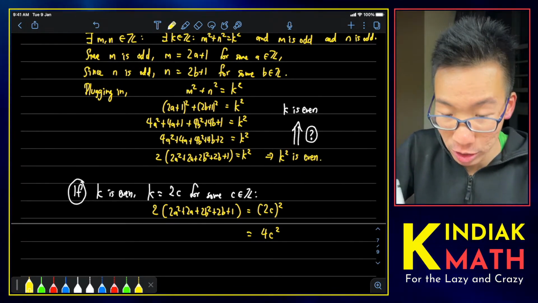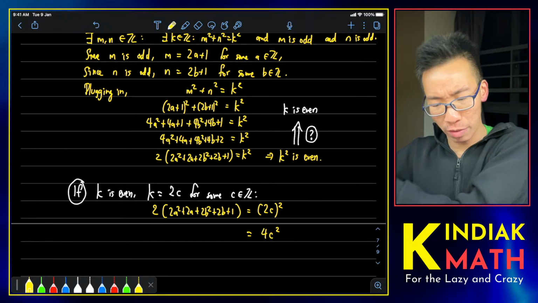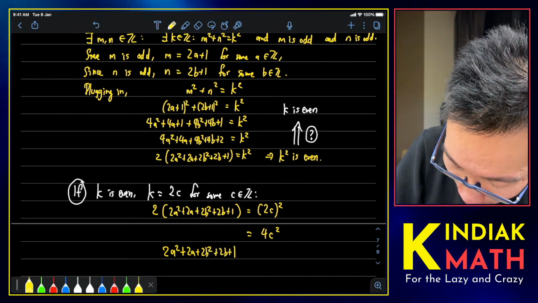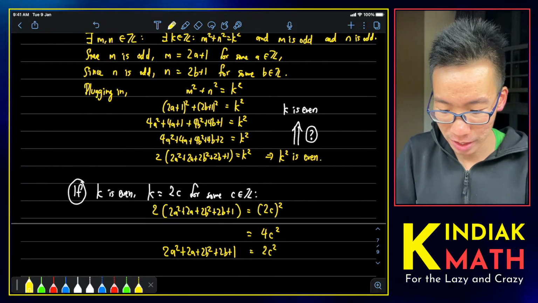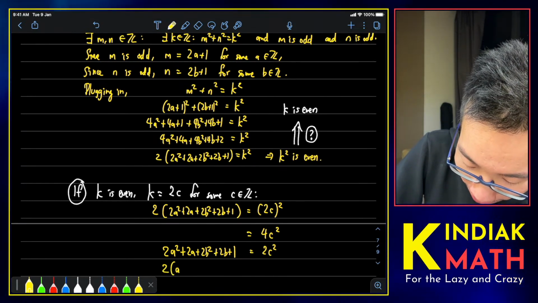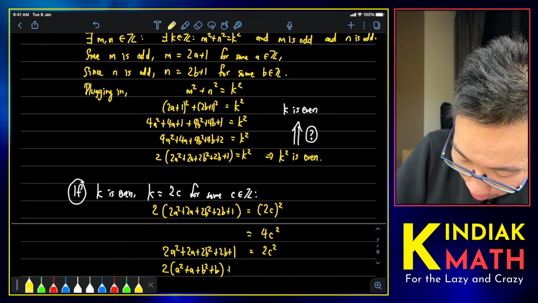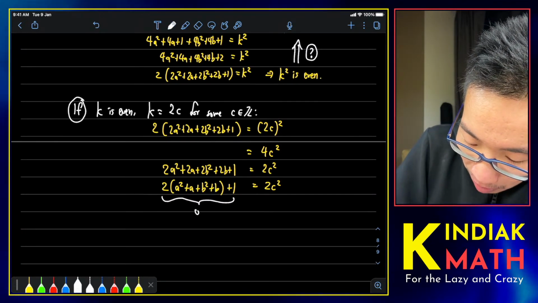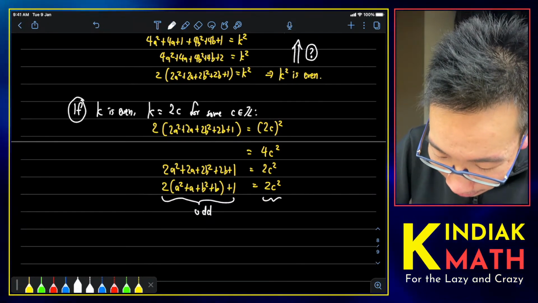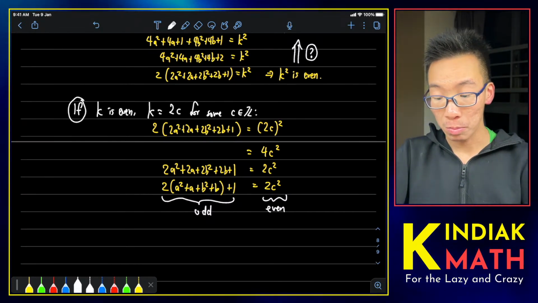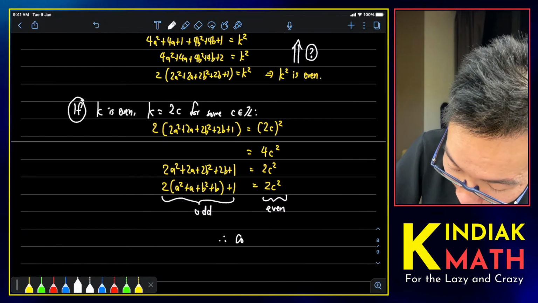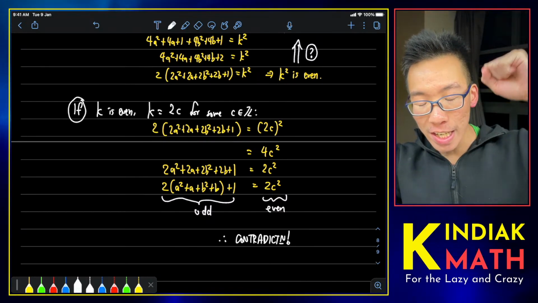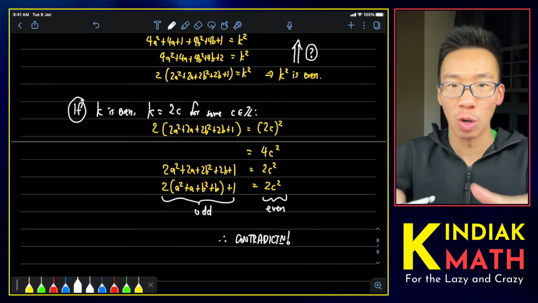And then we can do some algebra. The 2 on the left cancels out with one of the 2's on the right. We'll get 2a squared plus 2a plus 2b squared plus 2b plus 1 equals 2c squared. And we're going to get 2 of a squared plus a plus b squared plus b plus 1 equals 2c squared. We're going to get an odd number being equal to an even number. But that's not possible. A contradiction. So, if we can show that k is even, we are good to go.